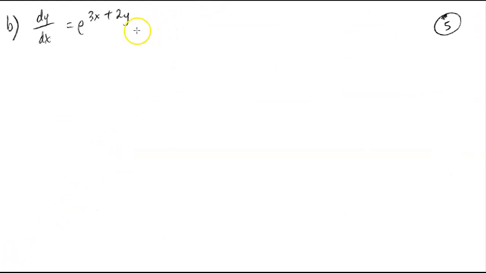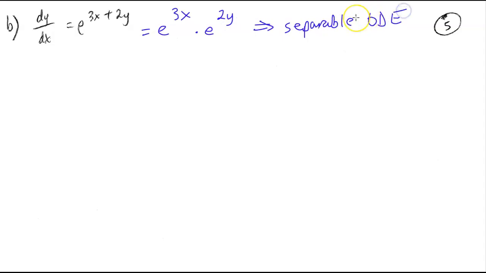So for this example, notice that we could rewrite the right-hand side as e raised to the 3x times e raised to the 2y. So what this ends up being is a separable ODE. Now, that's important to us because now that we know it's separable, we know what strategy to take to try to solve this differential equation. And also this gives us an idea of whether we have any constant solutions or not, okay?